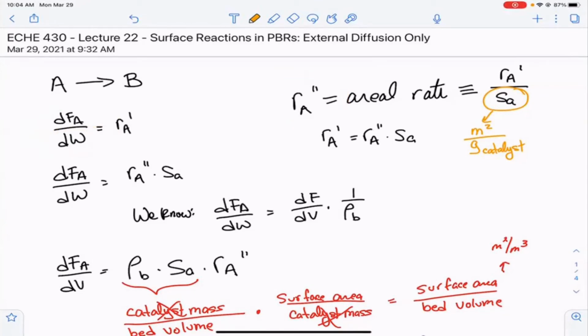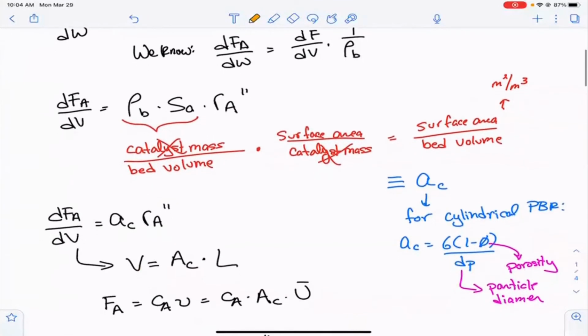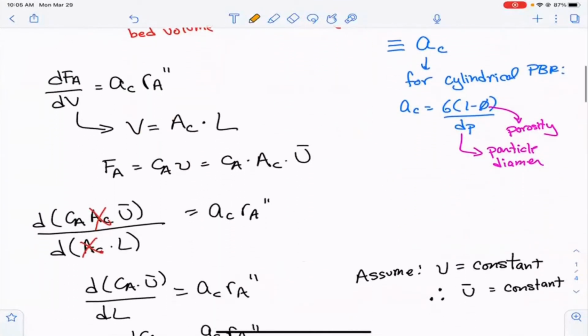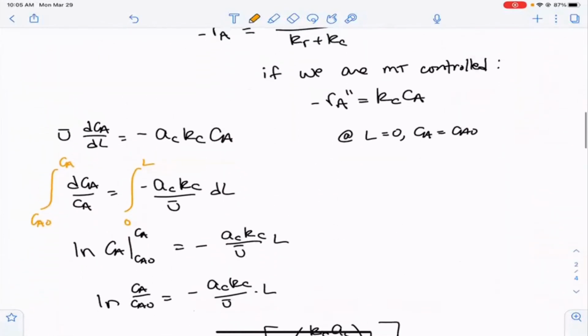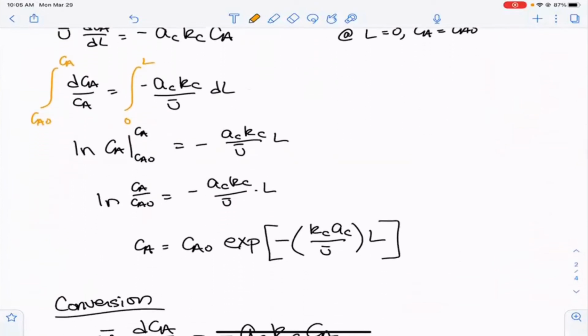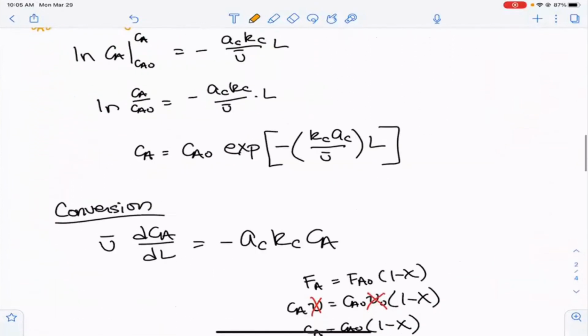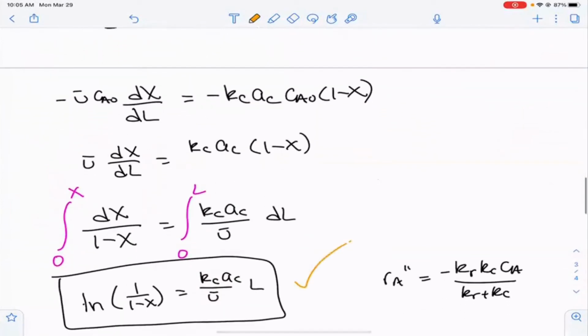Then the second thing that we did was to understand, or hopefully link, how the variables that were discussed in the last lecture, like the linear velocity and the diameter of the particles, would influence our reactor level variables as we're moving along the length of the PFR. And so we ended, for mass transport control, with this function, and then we also have one versus conversion.